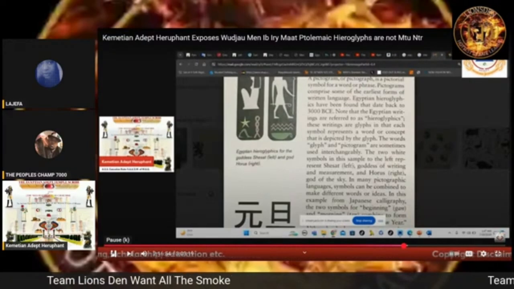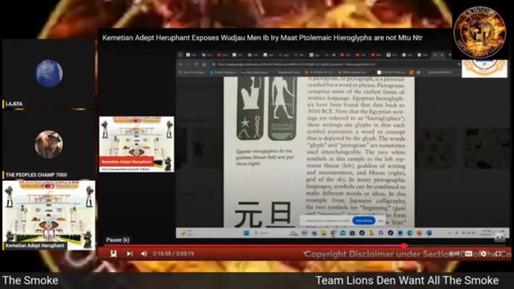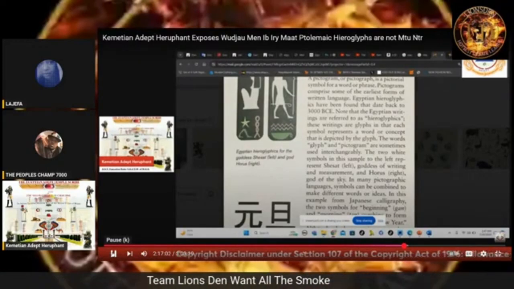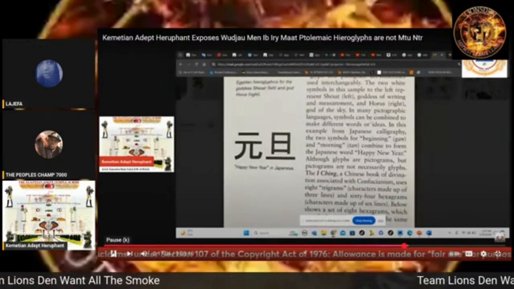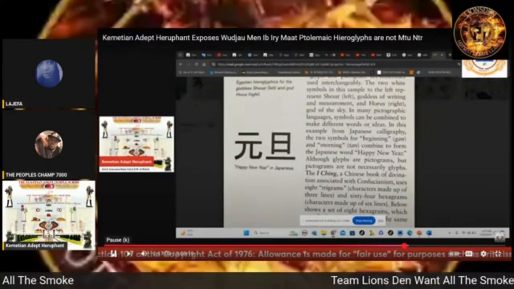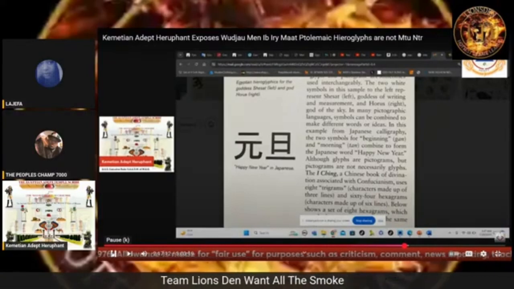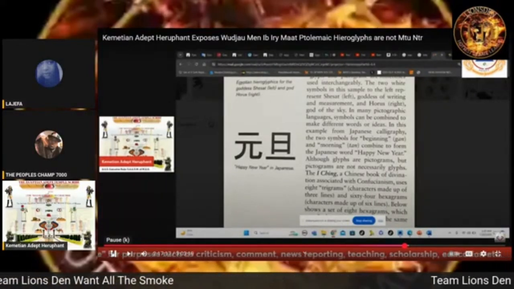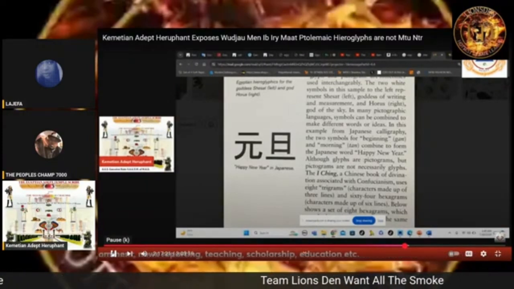The two white symbols in this sample represent Seshet, on the left, the goddess of writing and measurement, and Horus on the right, the god of the sky. In many pictographic languages, symbols can be combined to make different words or ideas. In this example from Japanese calligraphy, Happy New Year in Japanese, it says the two symbols for beginning, gan, and morning, tan, combine to form the Japanese word for Happy New Year.